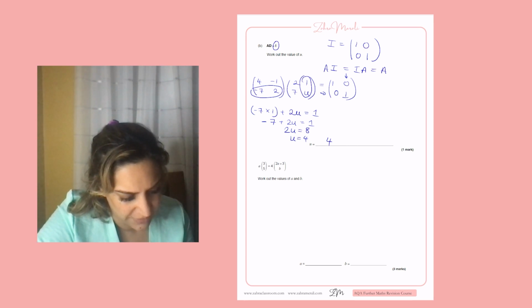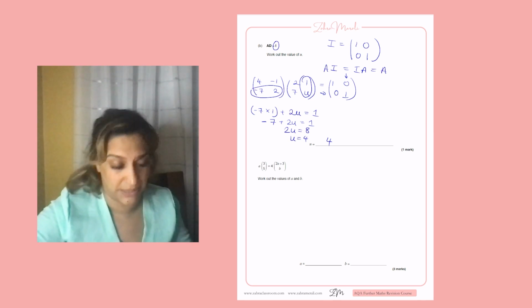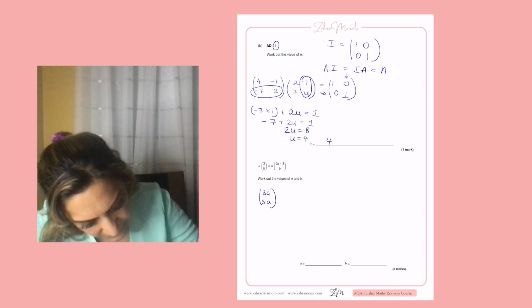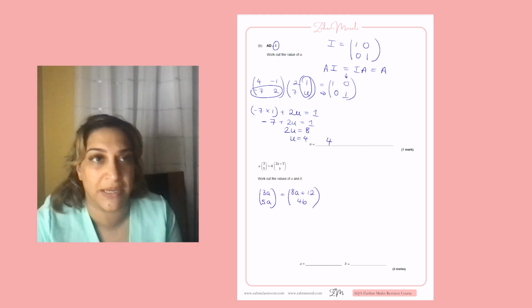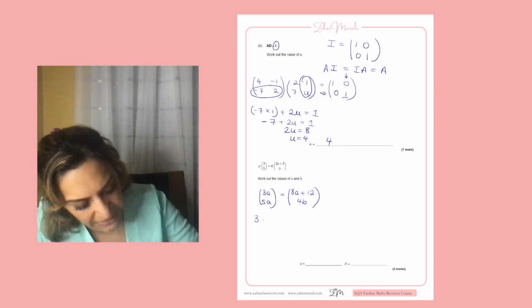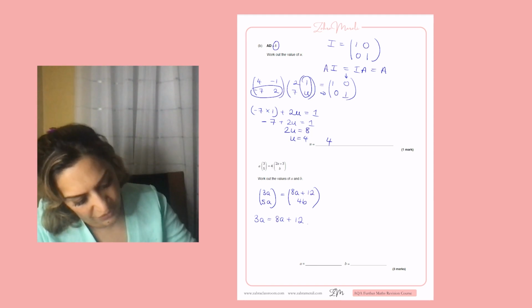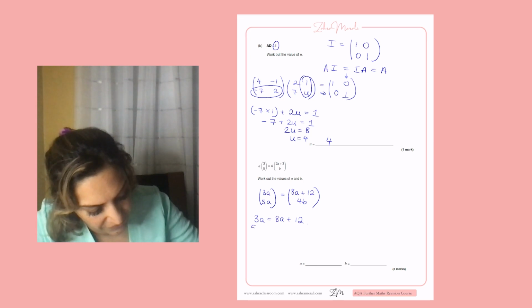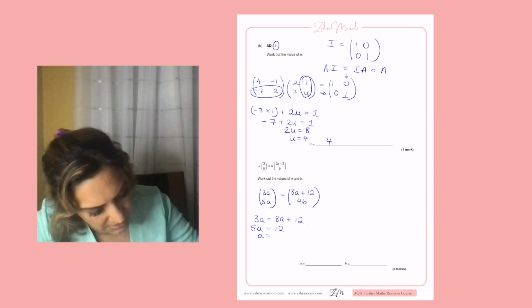Next question, work out the values of A and B. If we've got a number outside, it means everything is multiplied by that. So here, this means 3A and 5A. And on this side, we've got 4 times 2, so 8A plus 12. So it's like having a number outside of a bracket. So now I've got 3A equals 8A plus 12. So if I put all the A's on one side, 8 minus 3 is going to give us 5A equals 12.